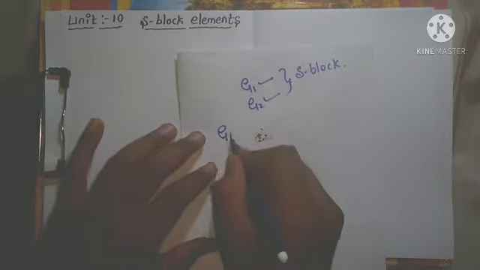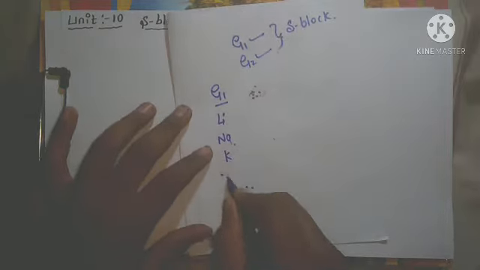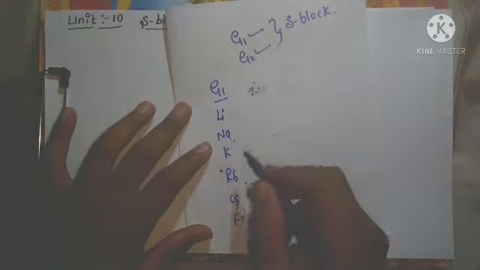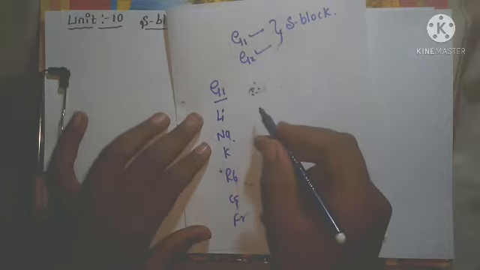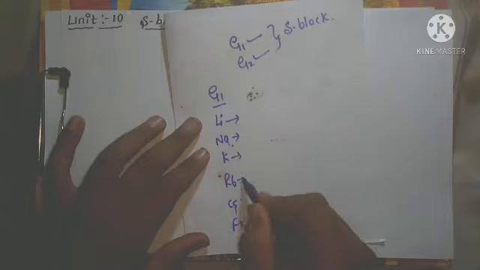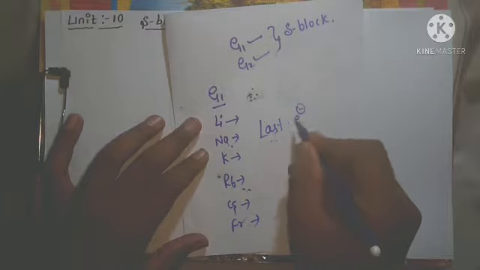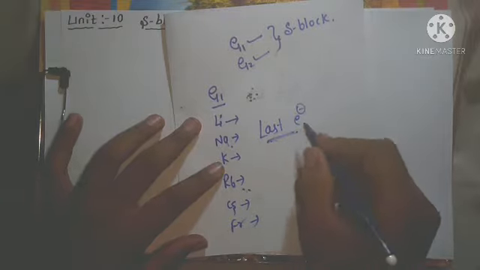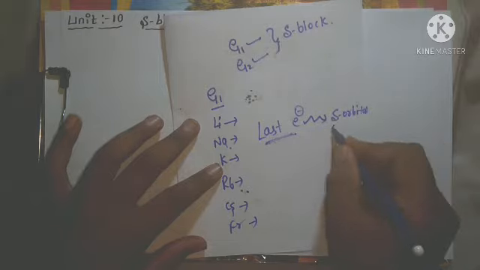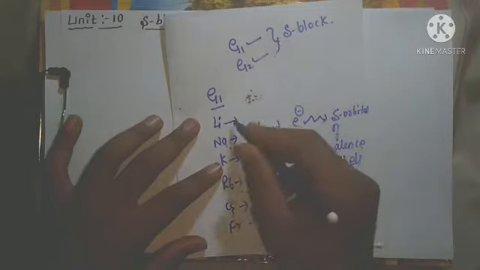For example, group 1, what are the elements? Lithium, sodium, potassium, rubidium, cesium, francium. These are all called as S block elements. Why? If you see the electronic configuration of lithium, sodium, potassium, rubidium, cesium, francium, in all these elements, the last electron enters into the s orbital of the valence shell. Therefore, these are all called as S block elements.